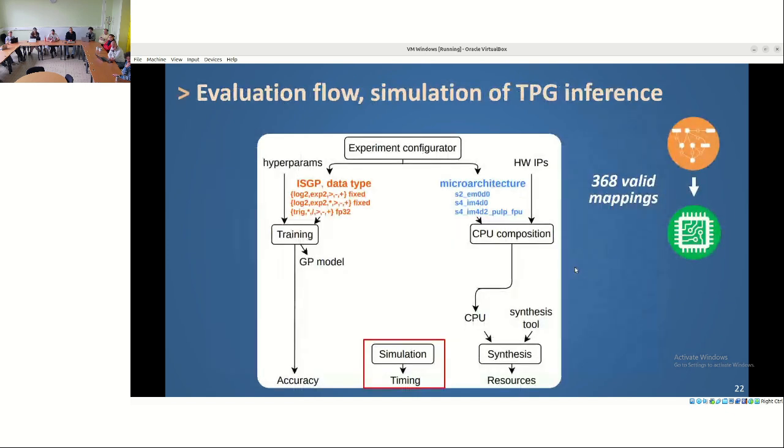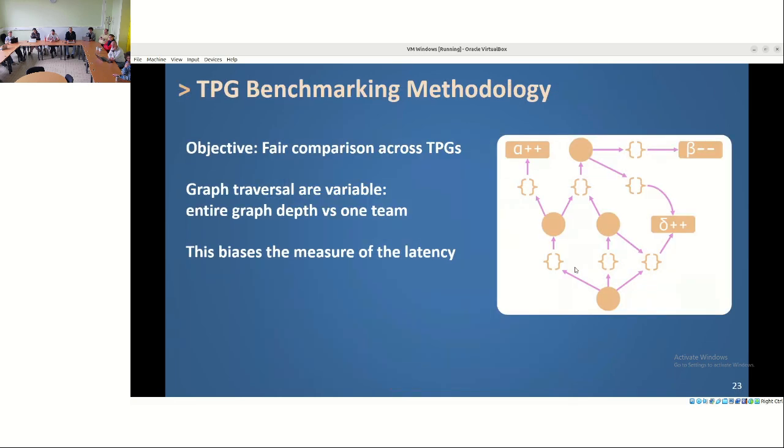Okay, so now that we have defined microarchitectures for the computation and the genetic programming models, we can do simulation to obtain the performance. So we identified 368 valid mappings and performed the benchmarking of Tangled Program Graphs. So here our objective is to obtain a fair benchmarking methodology.